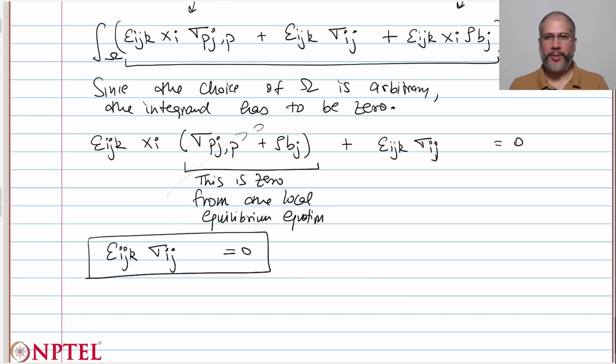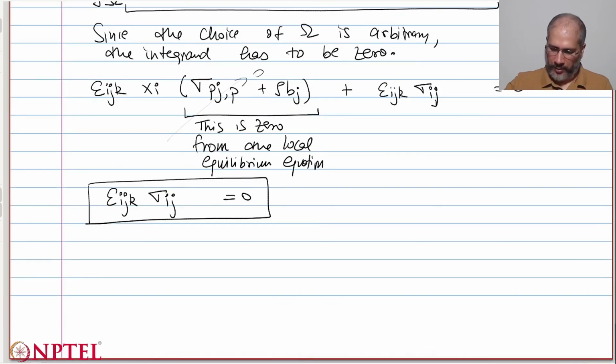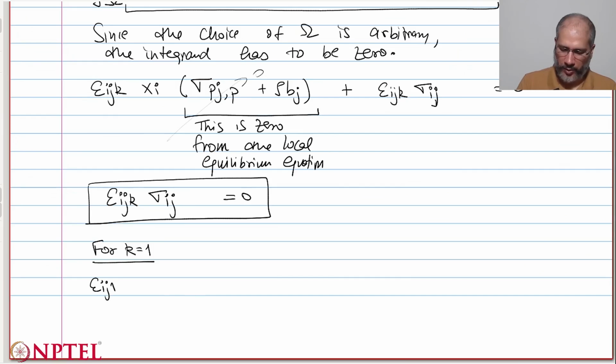But this can further be expanded because i and j are repeated indices. So let's do that. In fact, let's do it for 3 values of k. So for the case when k is equal to 1, what we have is epsilon ij1 times sigma ij is equal to 0.